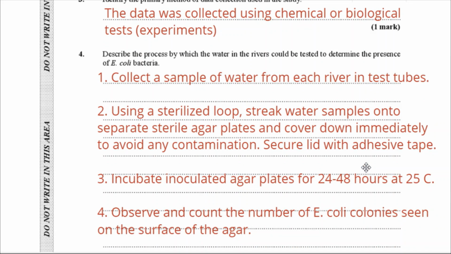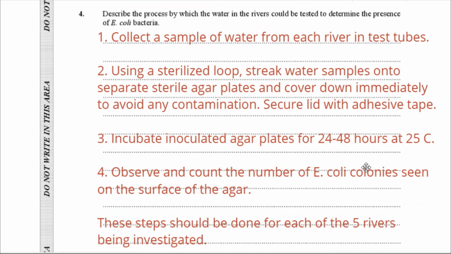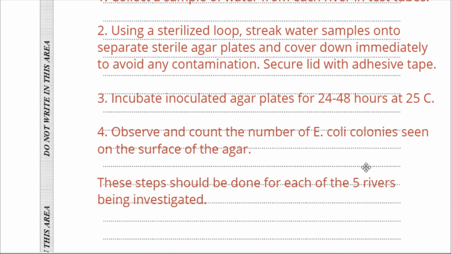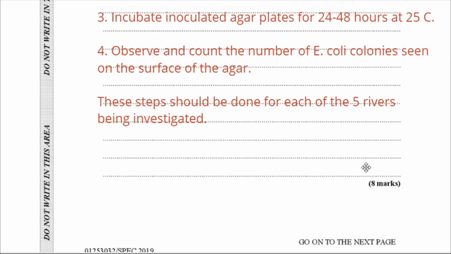So then after the period of incubation, you're going to take the plates now and observe them, and then you're going to count the number of E. coli colonies seen on the surface of the agar. So obviously that gives you an idea of the presence and the amount of E. coli bacteria present for each of the river waters. So obviously, as I said, these steps should be done for each of the 5 rivers being investigated. So that would be our process. So that is 8 marks.